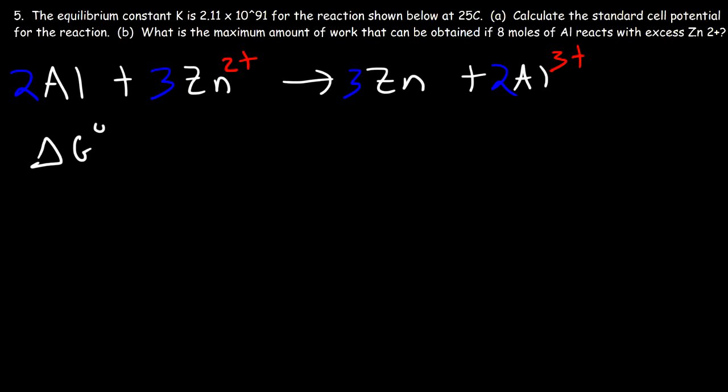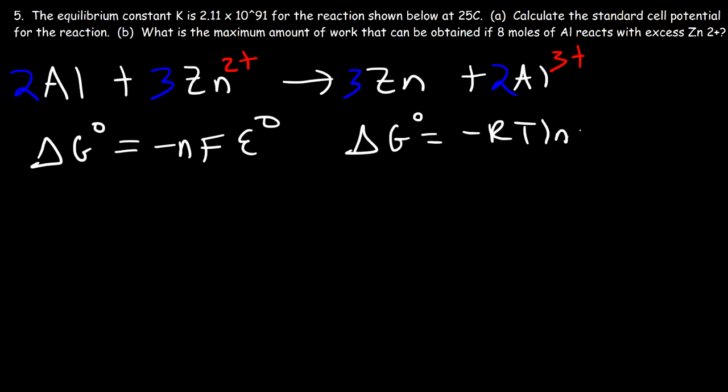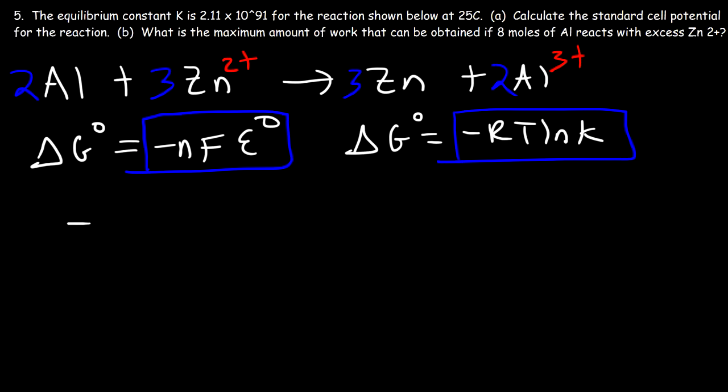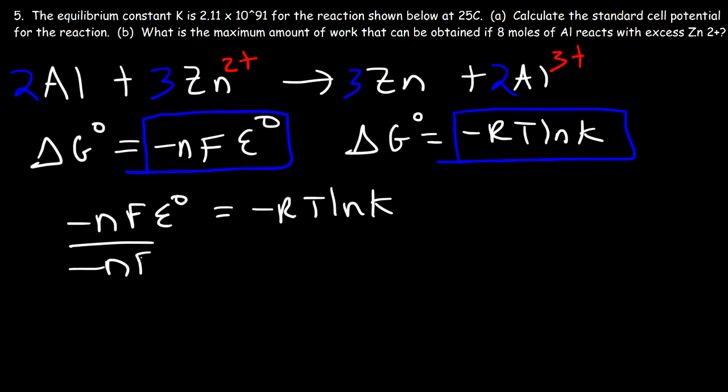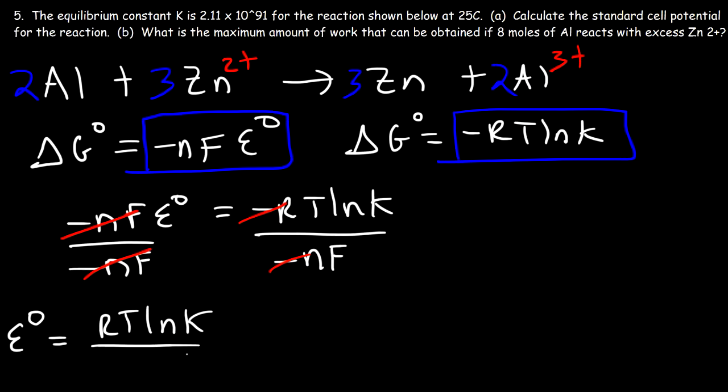So let's start with these two equations once more. And let's set negative NFE equal to negative RT ln K. So this time, we need to solve for this cell potential. And so I'm going to divide both sides by negative NF. So on the right side, these two will cancel. On the left side, it will just be the negative sign. So the cell potential is RT natural log of K divided by NF.